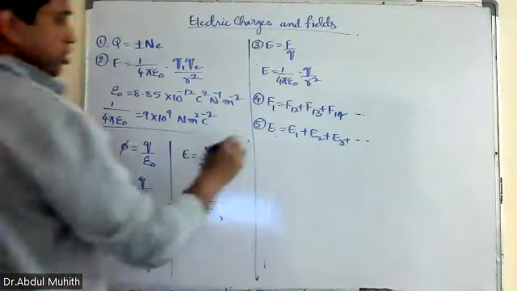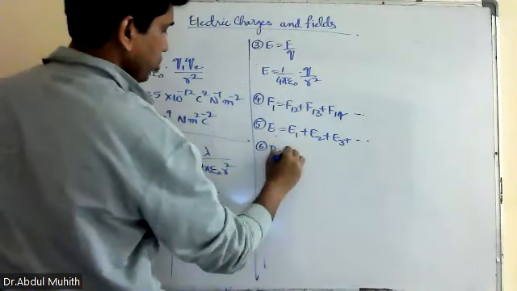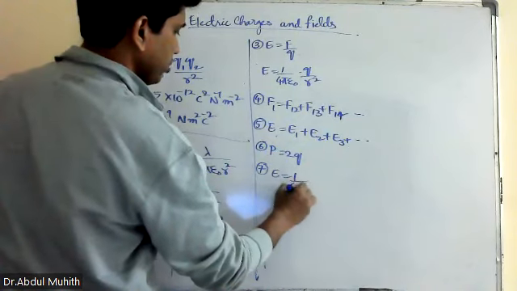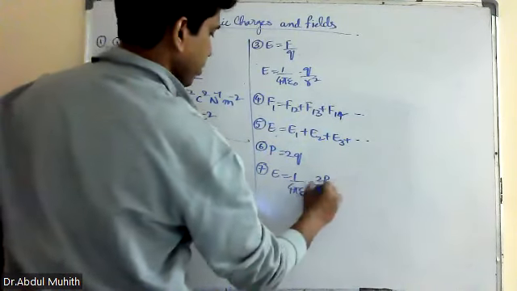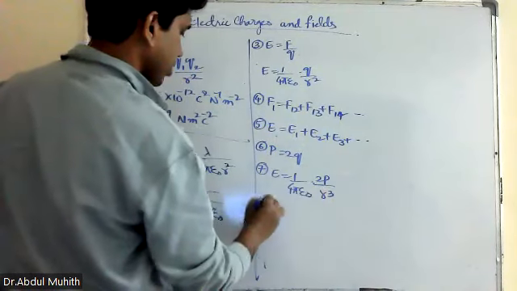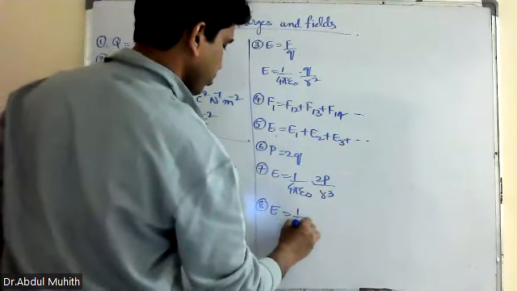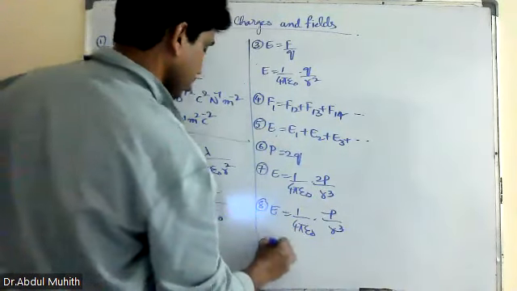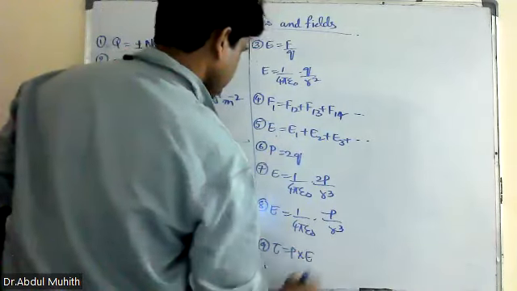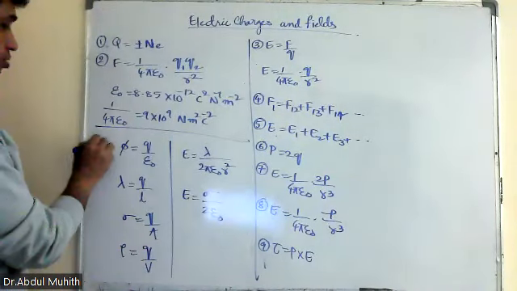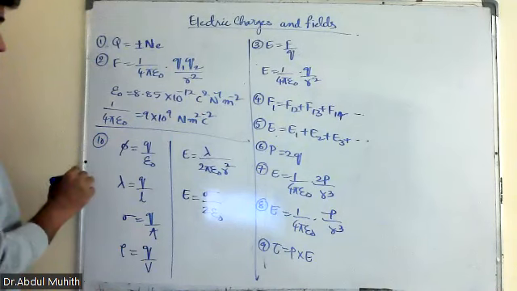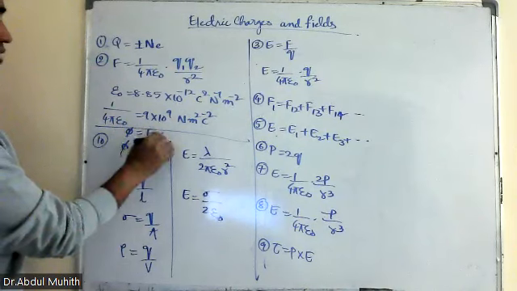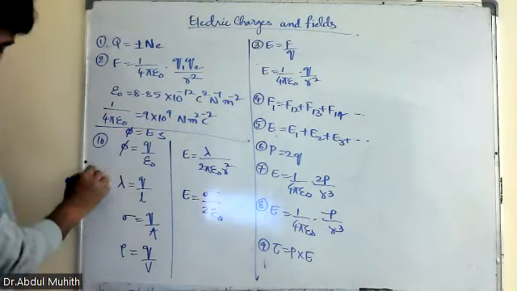Next one is electric dipole. Dipole moment P is equal to 2Qa. Next is the axial line: E is equal to 1 by 4 pi epsilon 0 into 2P by R cube. After that, the eighth formula, E is equal to 1 by 4 pi epsilon 0 into minus P by R cube. And the ninth formula, tau is equal to P cross E. Then we have Gauss law of electrostatics. Here we can write phi is equal to E dot S, and phi is equal to Q by epsilon 0, the 11th formula.